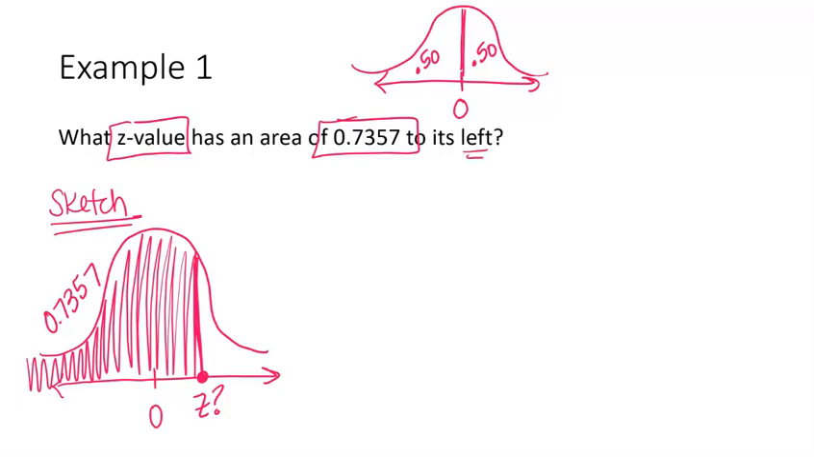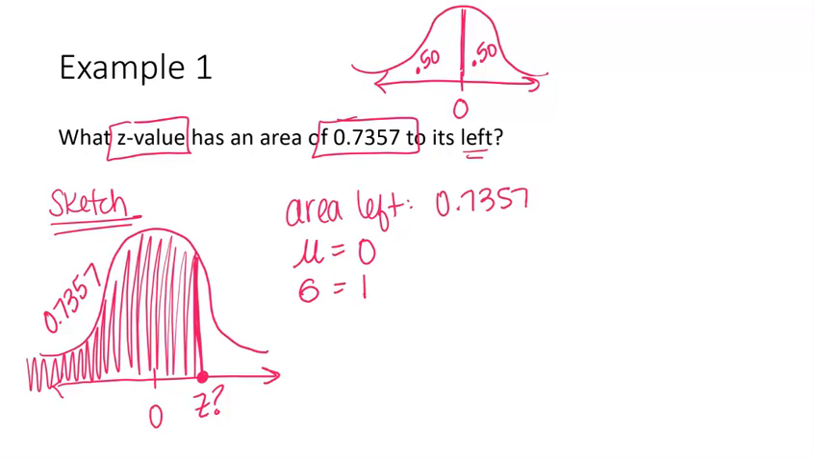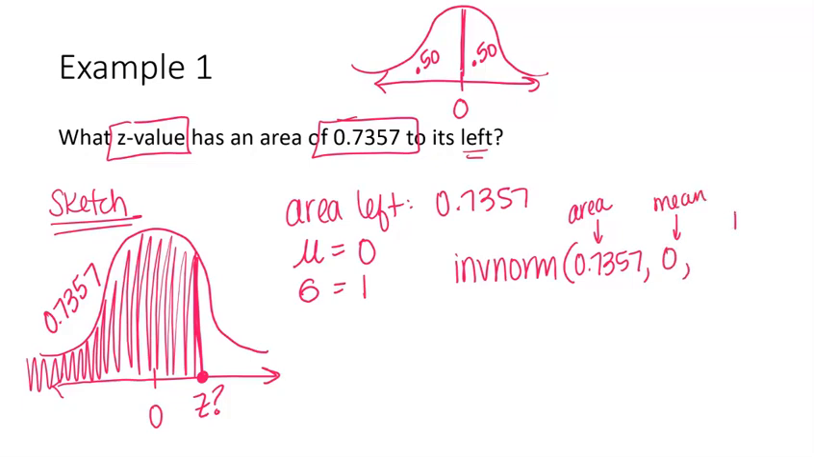So what I have to do, if my area left is 0.7357, remember with our standard score, the mean is 0 and the standard deviation is 1. And in order to work backwards, I'm going to use the inverse norm. Now in your calculator, the inverse norm first wants your area left, 0.7357. Then it's going to want your mean, 0. Then it's going to want your standard deviation of 1.